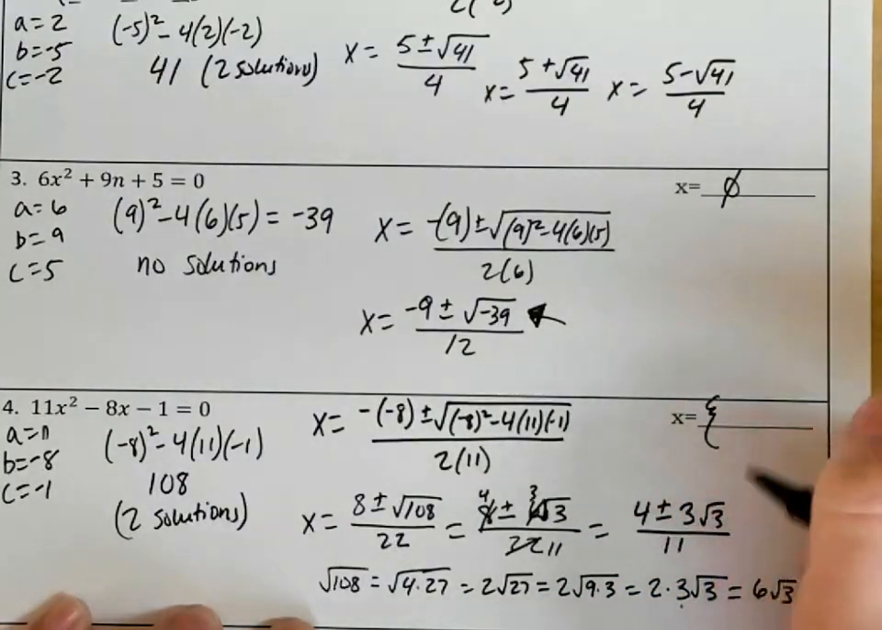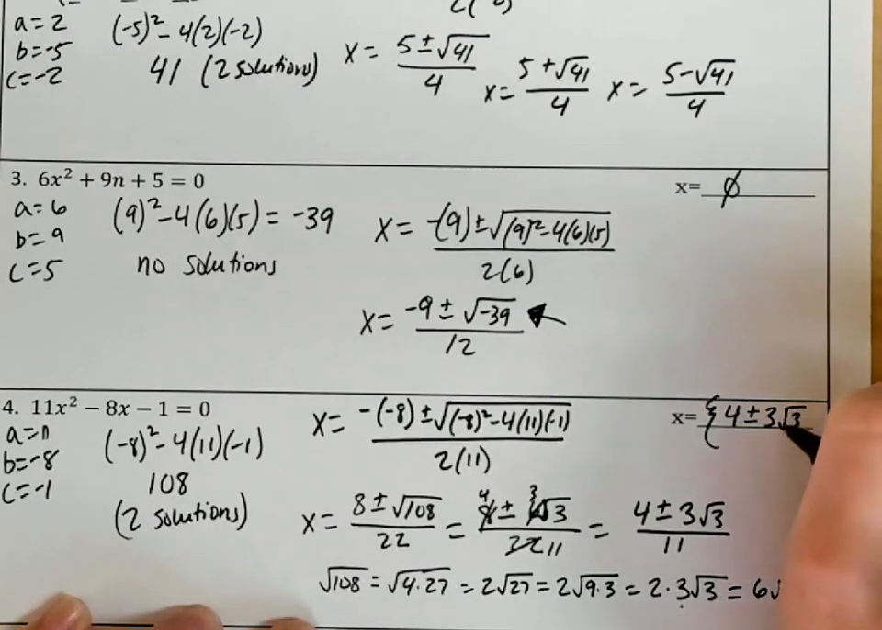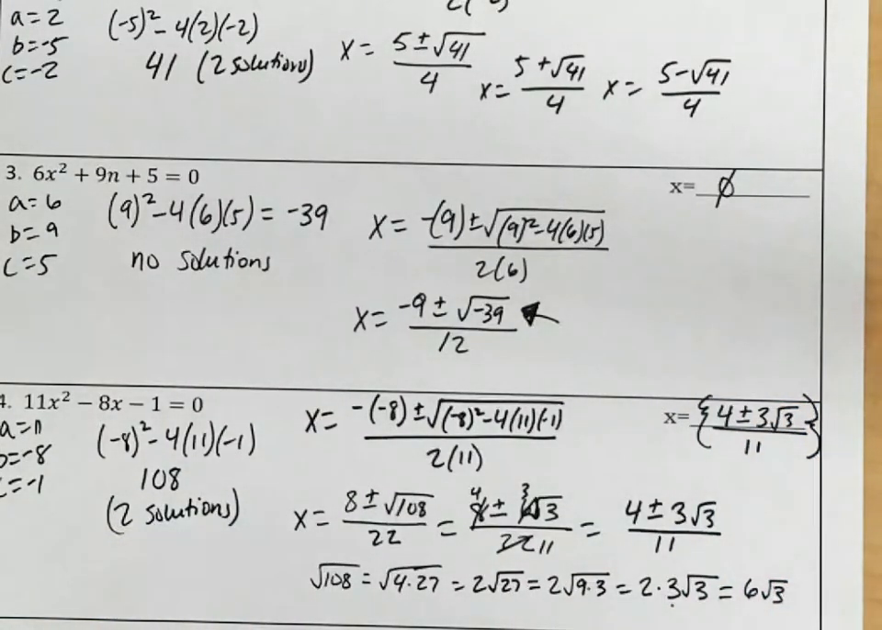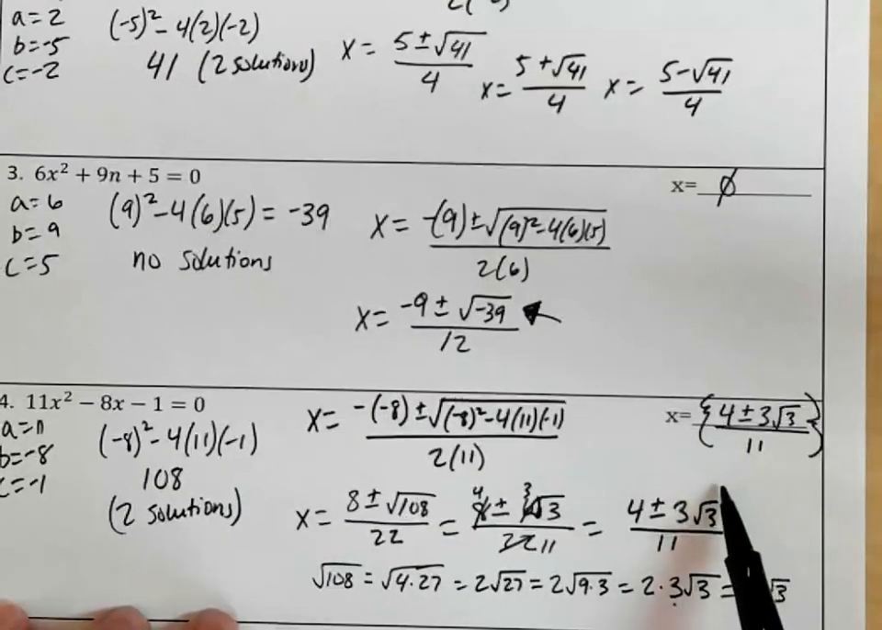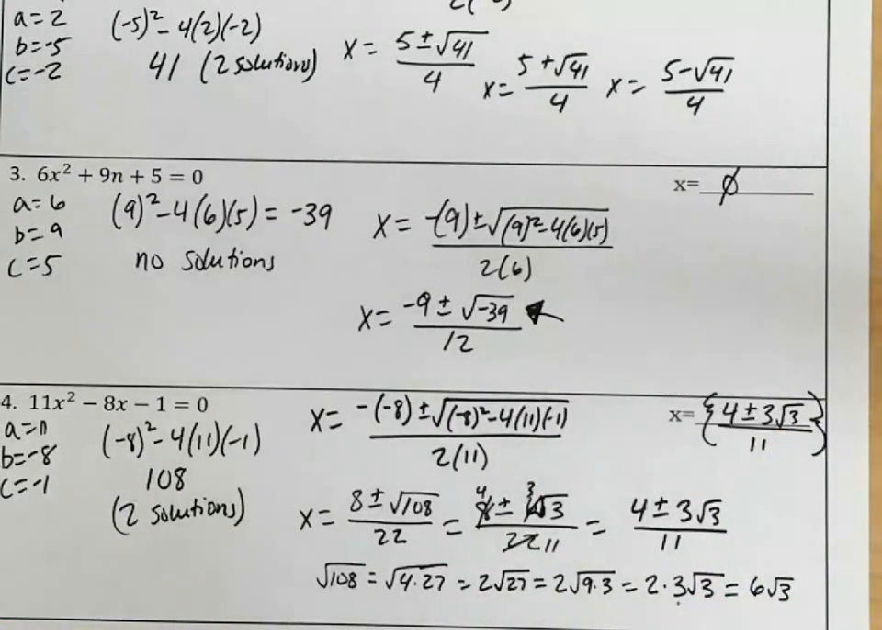I can't simplify that any further, so I'm going to do 4 plus or minus 3 times the square root of 3 divided by 11. And so that gives me 2 different answers. I could write it as 4 plus 3 times the square root of 3 divided by 11, or I could write it as 4 minus 3 times the square root of 3 divided by 11. But those are just some extra practice problems with those irrational solutions.